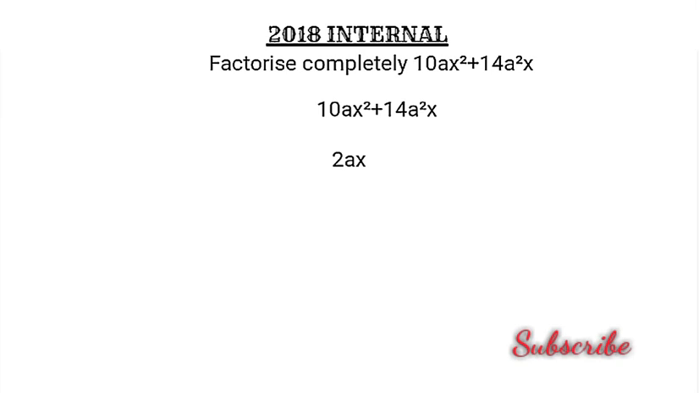So what we're going to do is ask ourselves, how many times can 2ax go into 10ax squared? It will go 5x. Okay, 5x. So when you multiply 2ax by 5x, it will give you 10ax squared. Okay, so how many times can 2ax go into 14a squared x? It will go 7a times. Therefore, we have factorized this expression. Okay, that's how we factorize this expression.